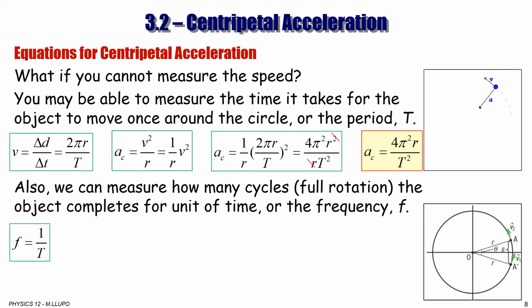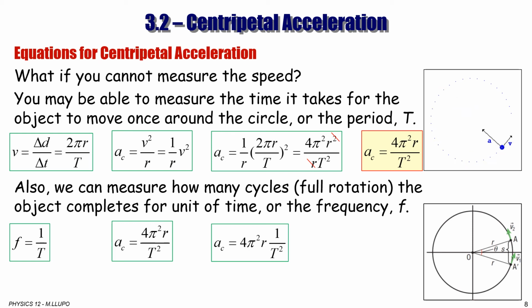We know that the relationship between frequency and period is that they are inverse of each other. That means we can use the equation that we just got for period and replace the period with the inverse of frequency. So we can rewrite the equation 4 pi squared r over T squared as 4 pi squared r over 1 over f squared, and 1 over T squared is f squared, the square of frequency.